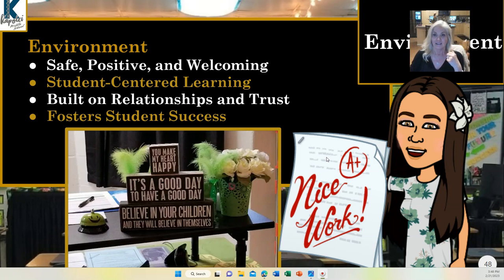The last letter is E for environment. All of the middle school classroom environments need to be safe, positive, and welcoming. They need to be student-centered, and they need to be built on relationships and on trust. And they need to foster student success.